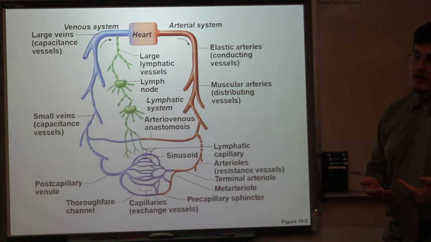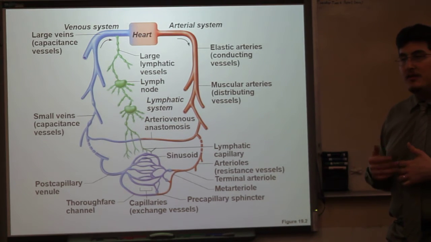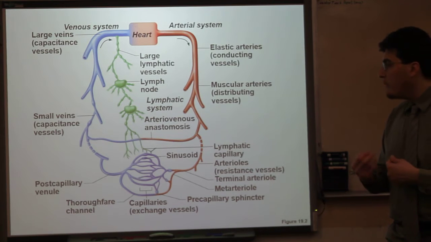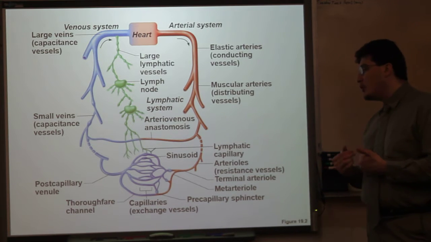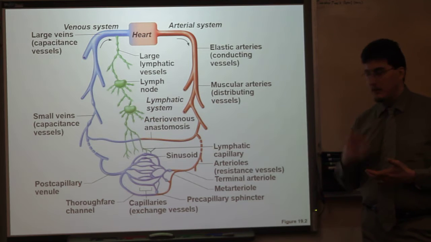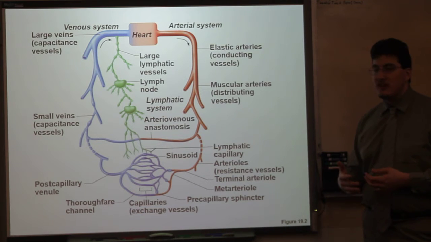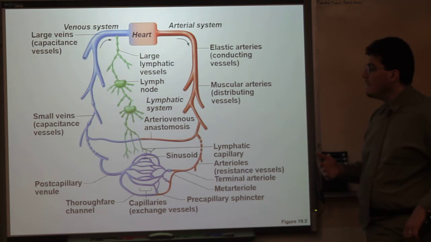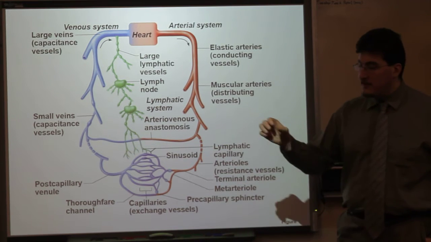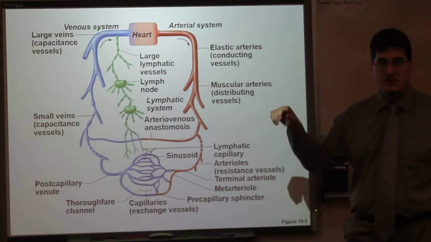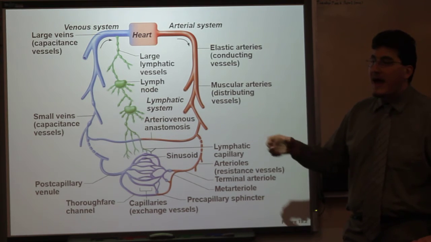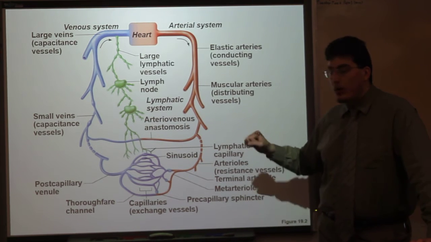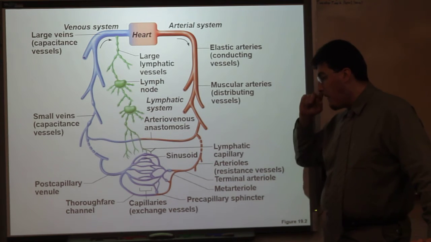A metarteriole is going to be the arteriole that will branch into our precapillary sphincters. Our precapillary sphincters are going to branch into our true capillary beds. And these will have these smooth muscle sphincters, which are just rings of smooth muscle. And when they pinch off, they will close off the true capillary bed.